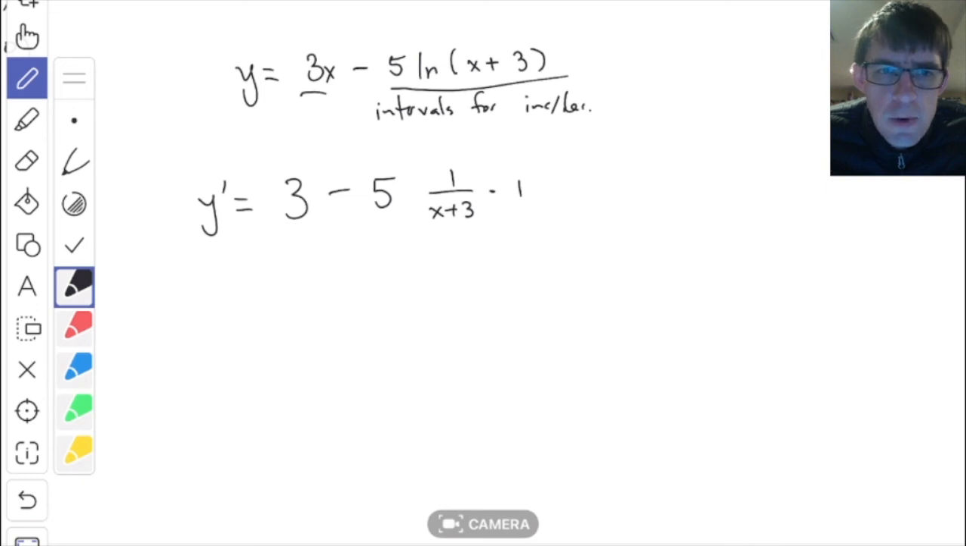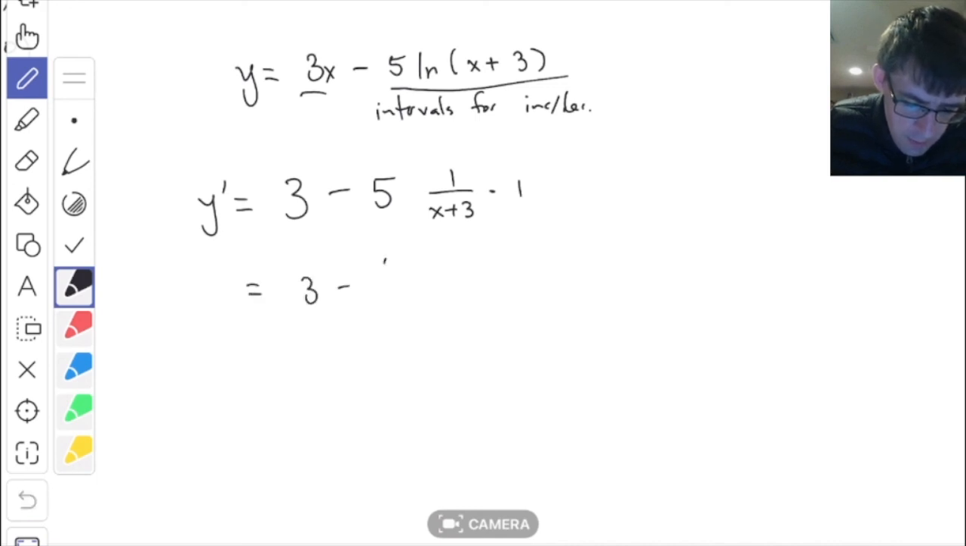Any questions so far? Ordinarily, I would not try to simplify at all. I'd just leave this as my answer. But in this case, actually, there's not much you can do with this. To me, I like it better when it's like this, but it doesn't really matter. This is the derivative.